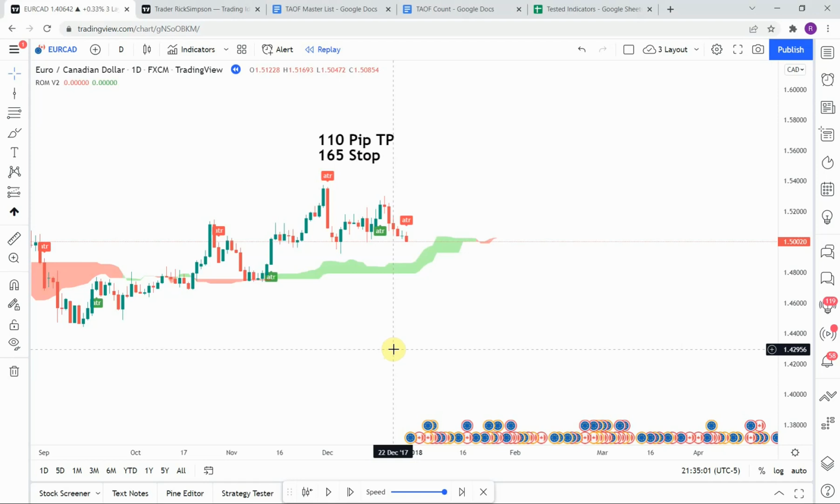Today we will be testing the Rain on Me V2 indicator.